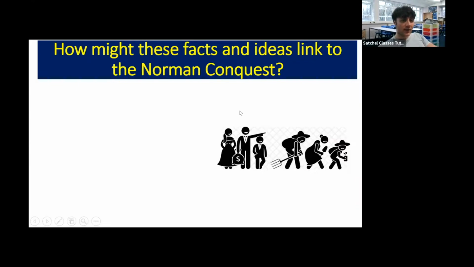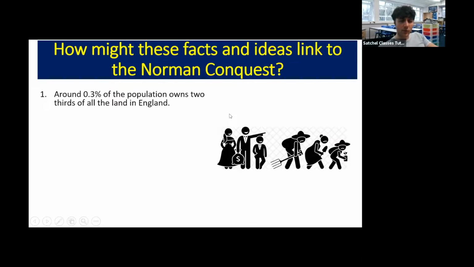So let's start out with a little challenge. I'm going to put some facts and ideas up on the slide behind me, and I would like you to think about how might these facts and ideas link to the Norman Conquest. So fact number 1, this relates to modern day England. Around 0.3% of the population owns 2/3 of all the land in England.